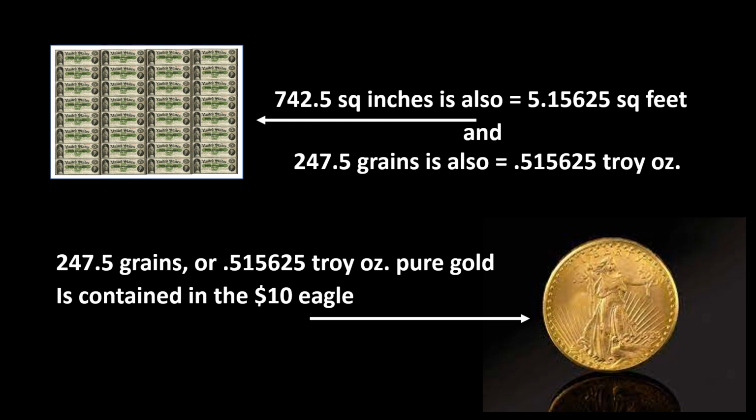To add another dimension to this mysterious conspiracy is the fact that 742 square inches is also equal to 5.15625 square feet. In this quantity, we can see the 0.515625 portion of a troy ounce of pure gold, which is equal to the 247.5 grains called for in the 1792 Coinage Act. So the sheet of printed paper, which mimics the essence of the silver dollar, is also related directly to the $10 eagle.